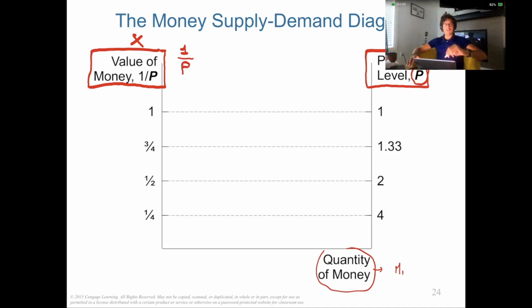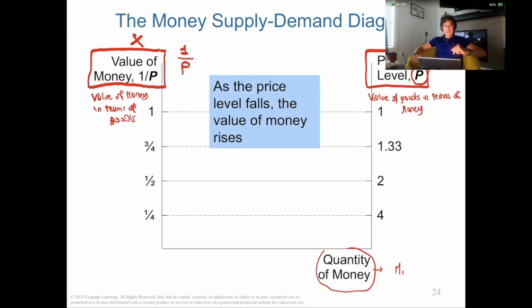On one side, we have the value of money in terms of goods. On the right-hand side, we have the value of goods in terms of money. Wonderful. So as the price level falls, so as the value of goods in terms of money falls, the value of money rises. Okay?